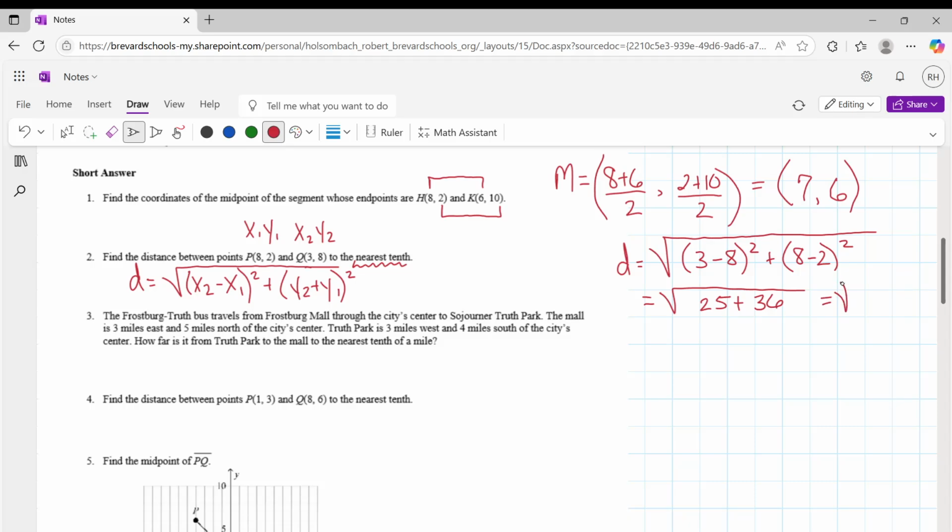So we get the square root of 25 and 36 is 61. And then while that's sitting on the screen of your calculator, you can push the square root button, and we get 7.8. All right, so P to Q is equal to 7.8. And that's number 2. That was number 1.